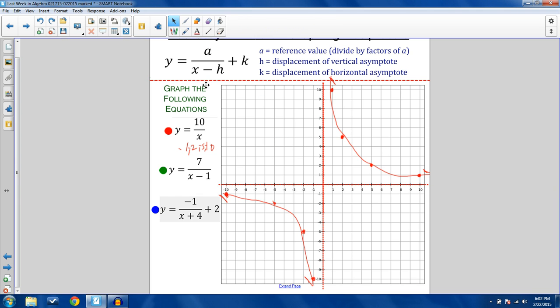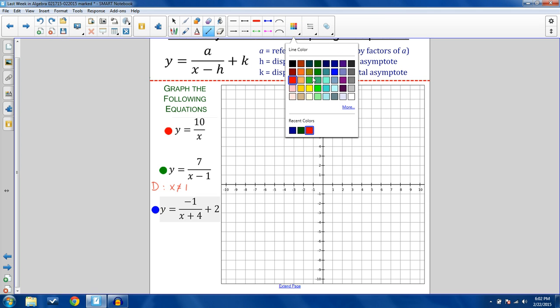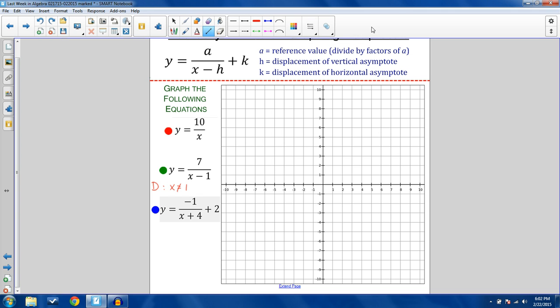So there was that graph. That was the first one. The next one will be y equals 7 over x minus 1. Now this time you have an h value of 1. Your domain, if you want to write that, your x value cannot be positive 1, which means that's also where your vertical asymptote lies. So if I place a vertical asymptote right there, horizontal asymptote still at 0.